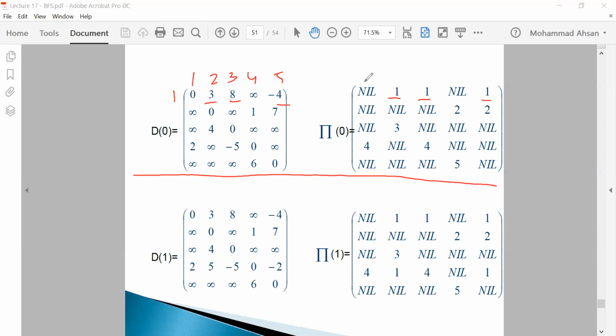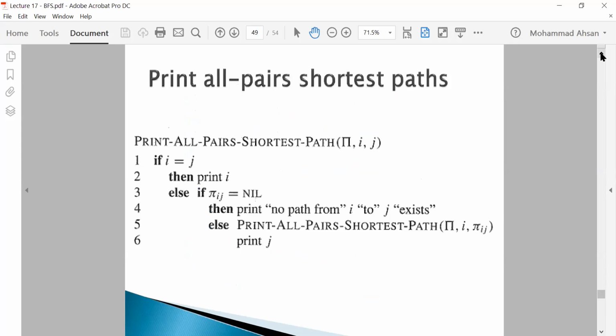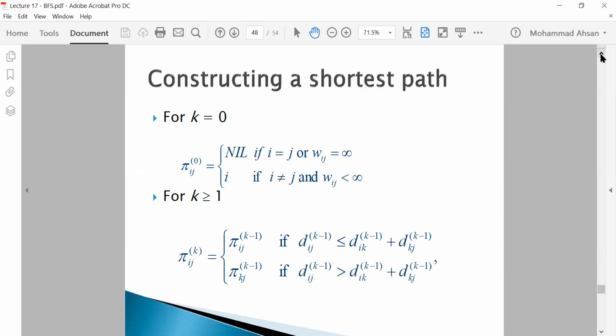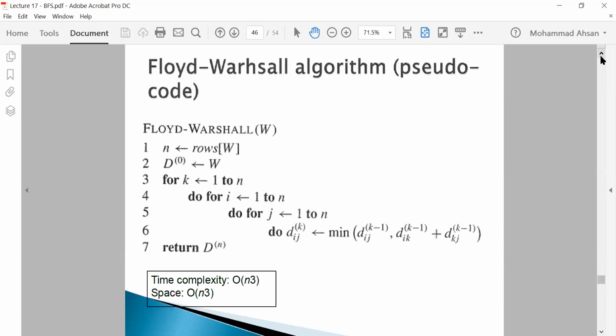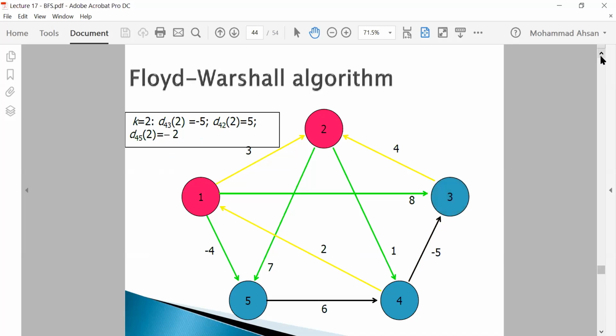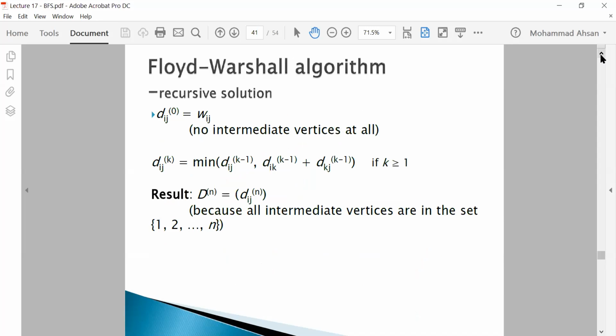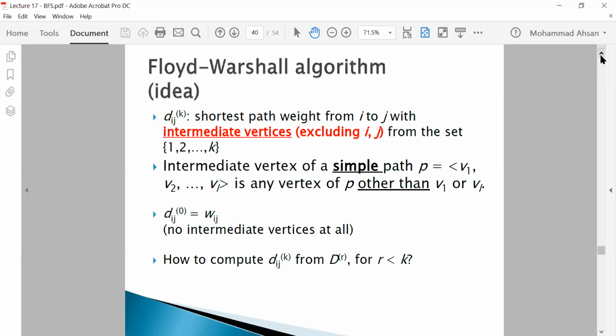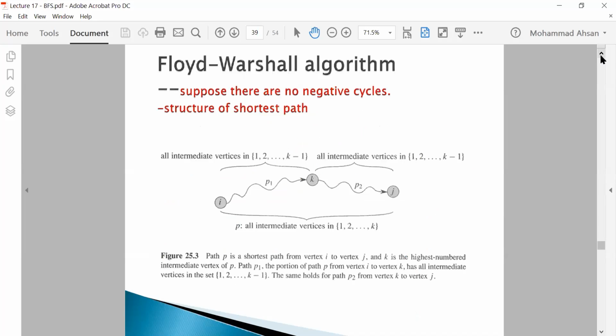Okay, now what we are going to do, okay, so what are we trying to do? Just read what is written at the end. I will just read it out for you.